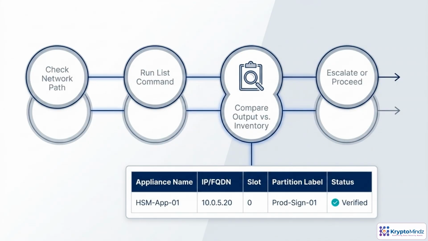Once basic configuration is in place, you want to prove the client actually sees the correct HSMs. First, confirm the network path works end-to-end. Then run your vendor's discovery or list command. Compare that output to your inventory: appliance name, IP or FQDN, slot numbers, and partition labels. If anything doesn't match, stop and fix it now. If everything aligns, you're ready to move on to authentication and secure access.